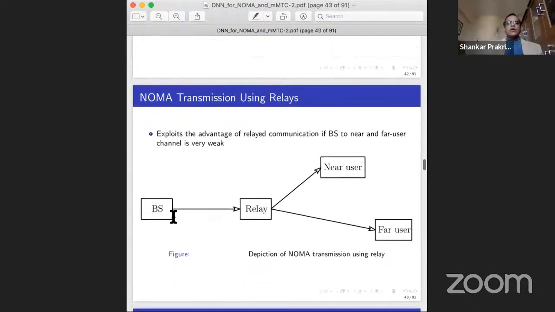There's also this relayed NOMA framework for those of you who are interested. There's a base station, you have a relay station, and the relay station communicates to one near user and the far user. So you communicate from here to here, you transmit a weighted sum of symbols, the relay decodes both, and then it transmits one more weighted sum of symbols, which is decoded by the near user and the far user. The near user employs SIC, successive interference cancellation.